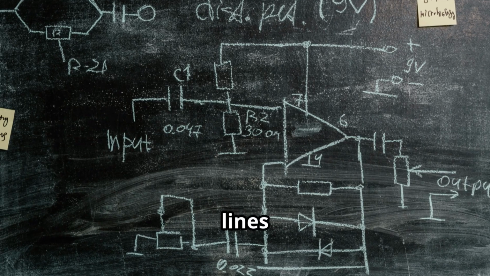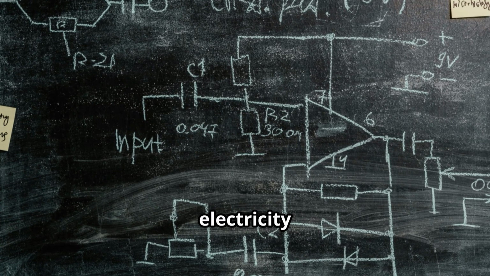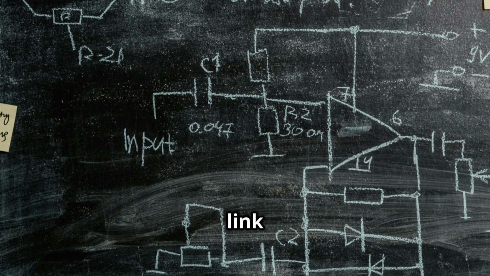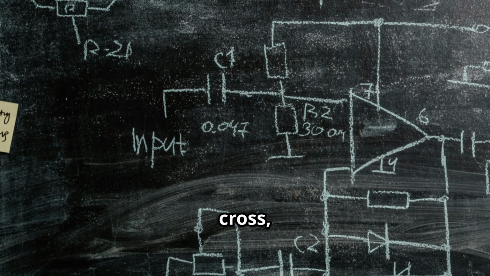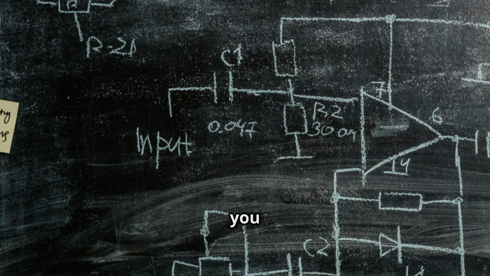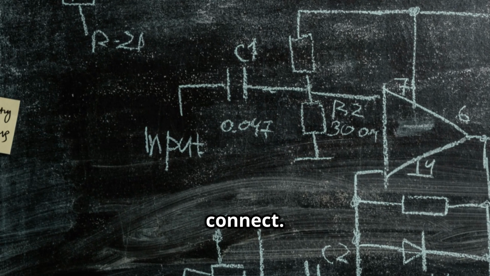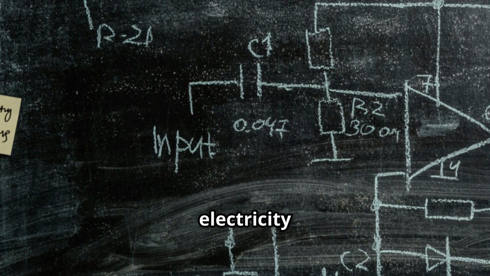Wires are just simple lines that connect the different components. These lines show how electricity travels from one part of the circuit to another, forming the pathways that link everything together. Sometimes you'll see dots where lines cross, indicating a connection, or you might see lines that cross without a dot, meaning they don't connect. Understanding how wires are represented helps you follow the flow of electricity and see how all the components interact.